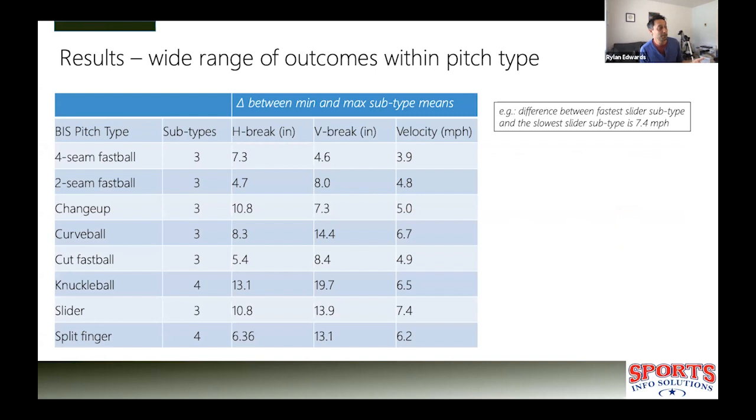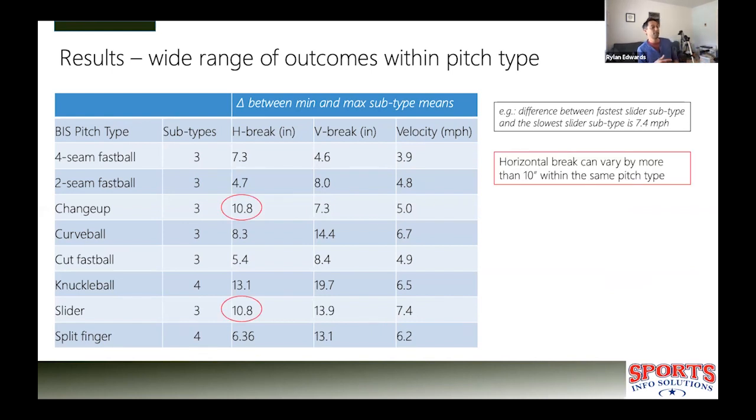And what we found was that there are basically 3 to 4 different subtypes for every pitch type. And within a single pitch type, the differences between subtypes can be stark. So for example, we found that there are 3 types of changeups. If you look at the changeup subtype with the most horizontal break versus the changeup with the least, almost a foot of break separates that. That's 11 inches. Same thing with the slider.